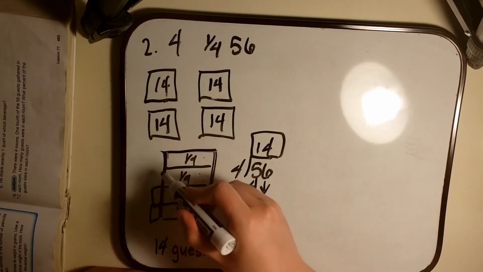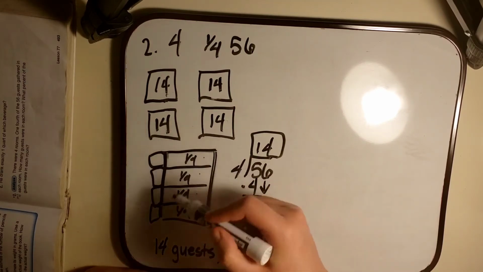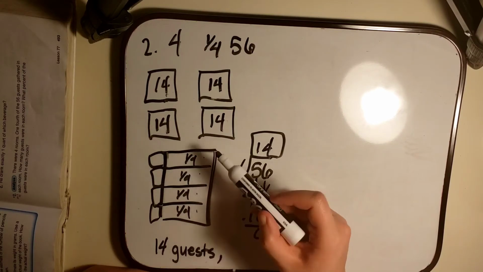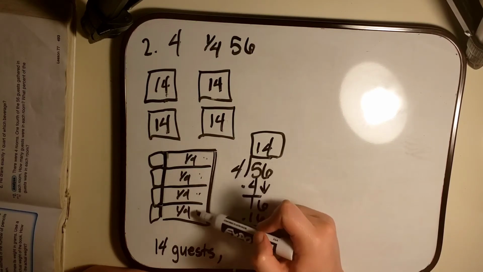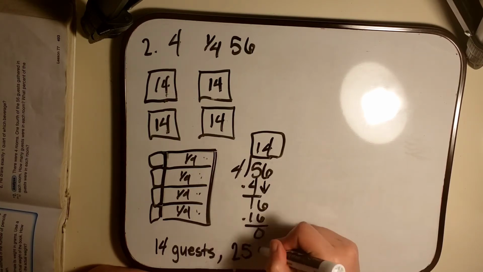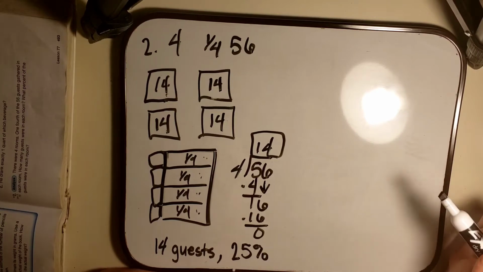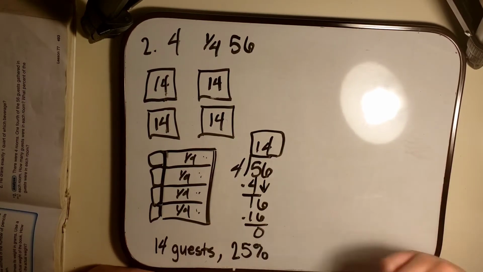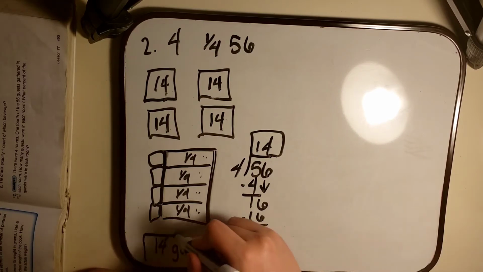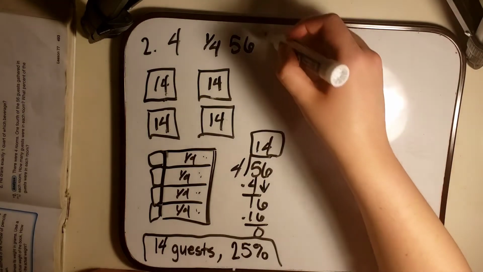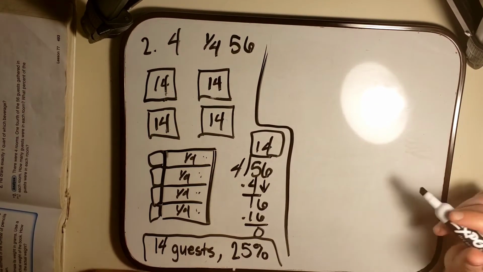So if we're only thinking about each of these rooms, well, how much is a quarter worth? So each of these is a quarter. A quarter is worth 25 cents, so it is just 25%. So it works similarly to money, but it's asking percent. So this is our answer. You need to type 14 guests, then put a comma, space, 25%. And that is your answer.